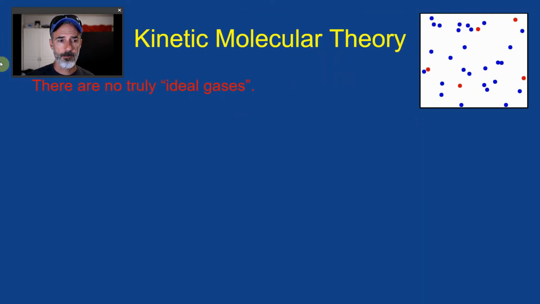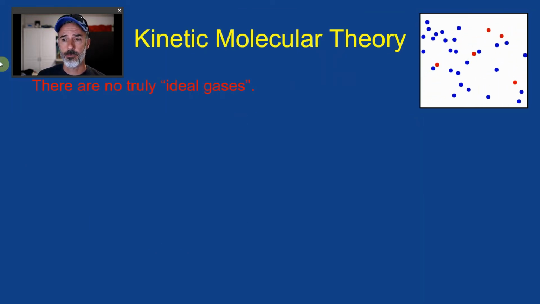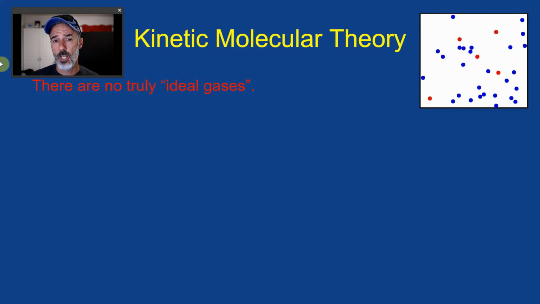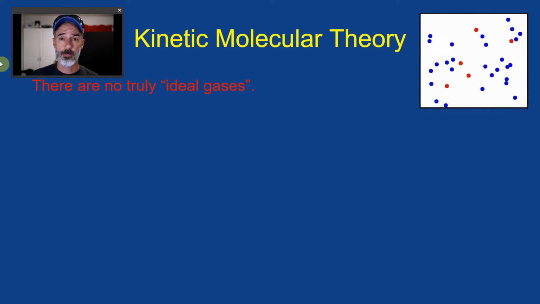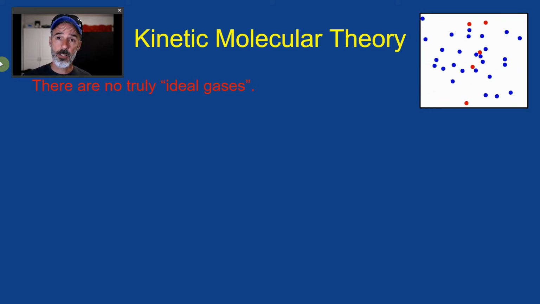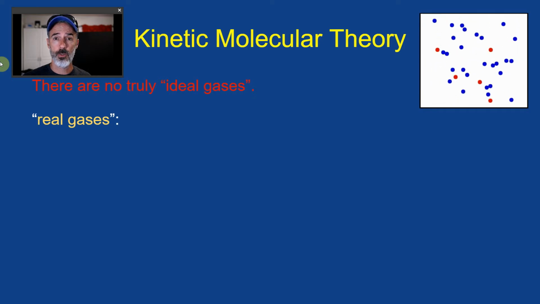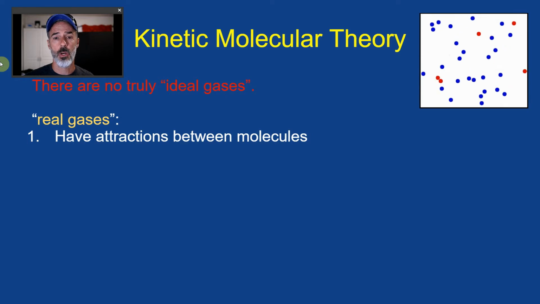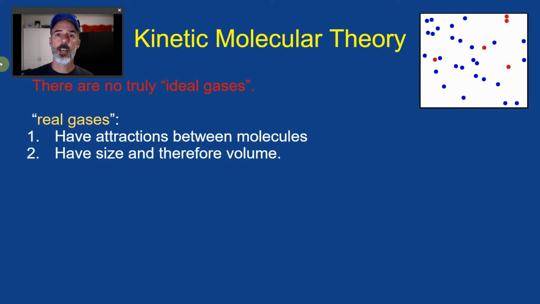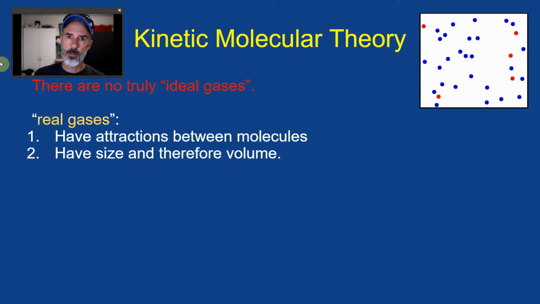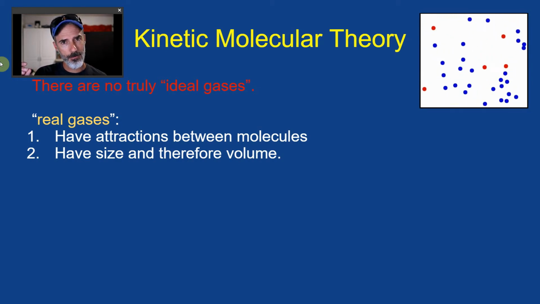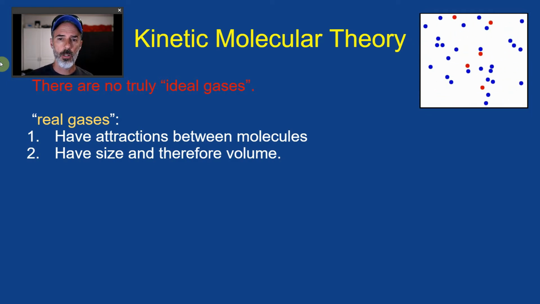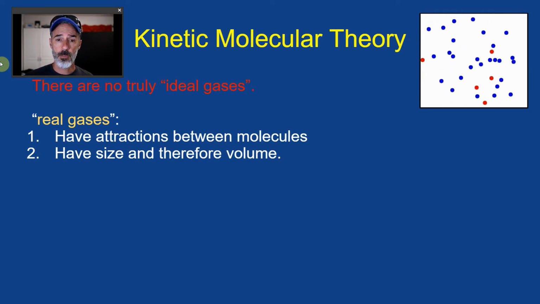Now, of course, there are no truly ideal gases. None of them. If you look at hydrogen, methane, nitrogen, oxygen, none of them adhere to those principles. And it's because they violate a lot of those ideas. They're real gases. They do have attractions between molecules. They do have size and therefore volume. I mean, they may be small, and the problem is smaller for hydrogen than it is for, say, nitrogen, which is just a larger molecule, but they all have this problem.